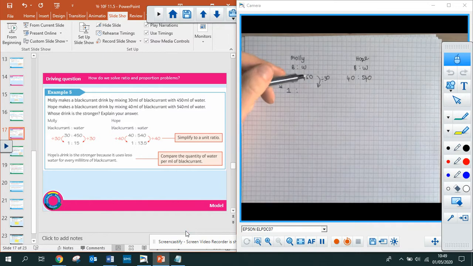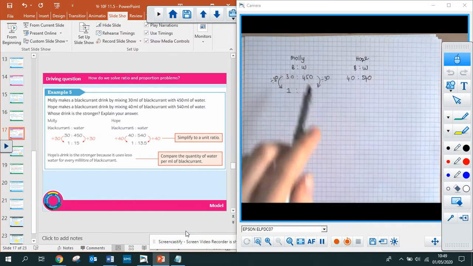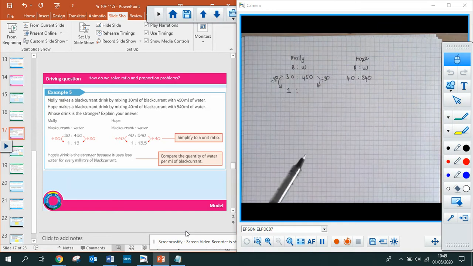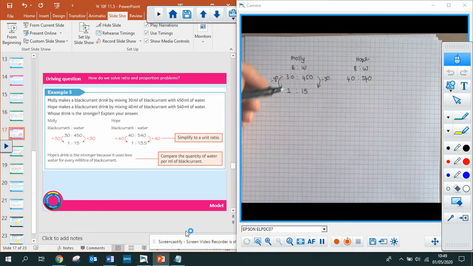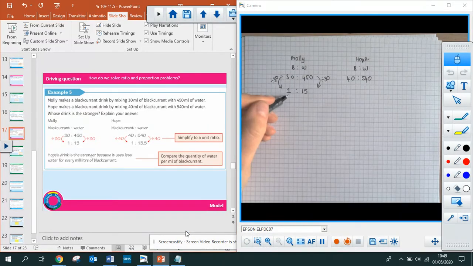450 divided by 30 is, well, I know 45 divided by 3 is 15, so I know 450 divided by 30 is 15. Okay, so it's 1 to 15. Molly's ratio for blackcurrant to water is 1 part blackcurrant, 15 parts water.